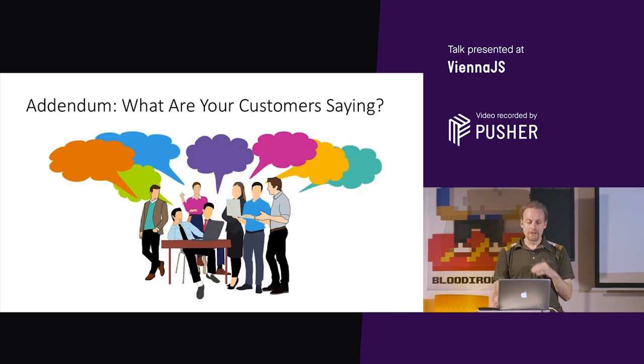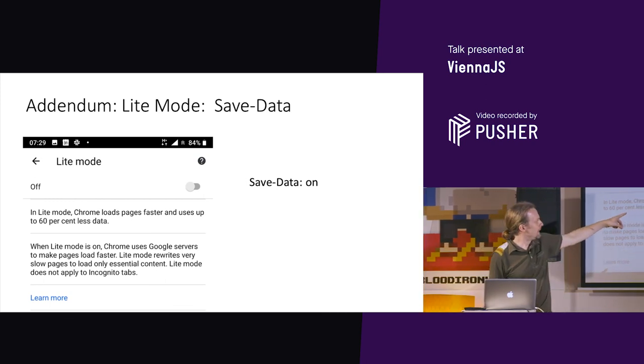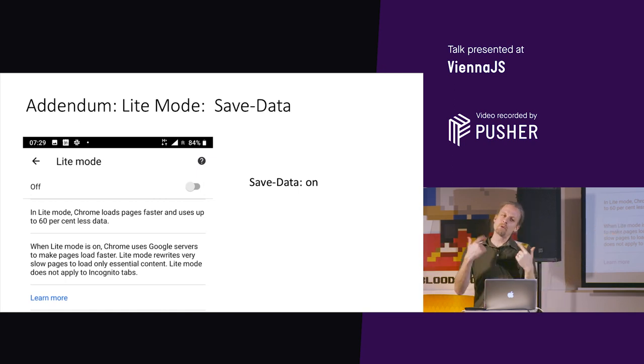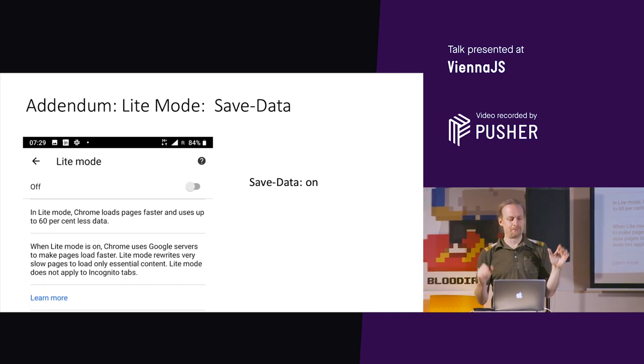Before I go, the other things that we can do is, who knows about light mode on Android? It used to be called data saver mode. If you have an Android phone and you go into your settings, you can turn on light mode. And what that does is it turns on the save data header. So every request to every server you make adds a header that says, whoa, send me less stuff.